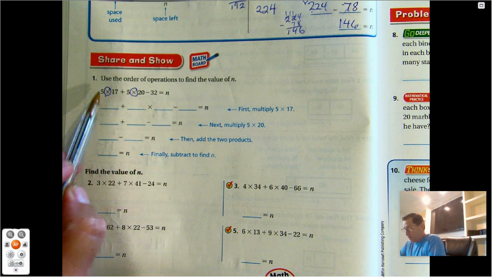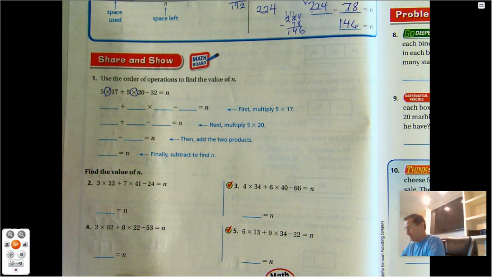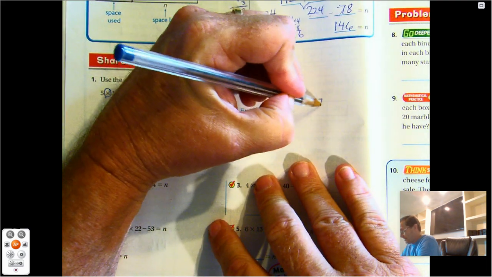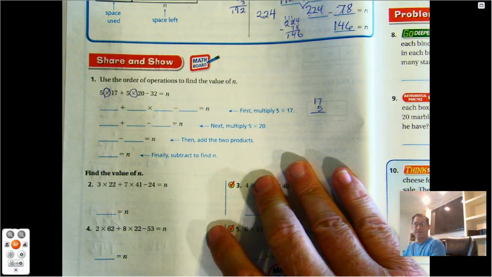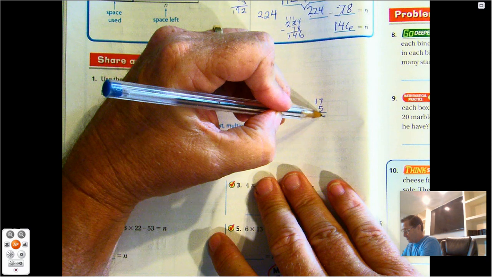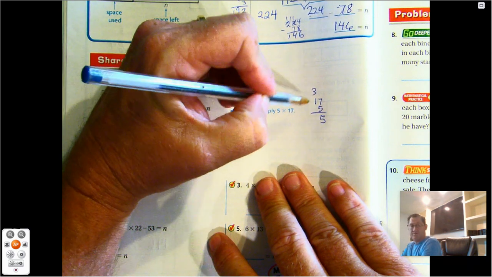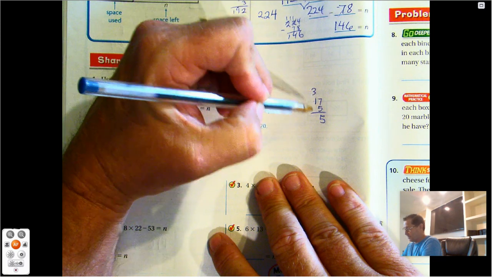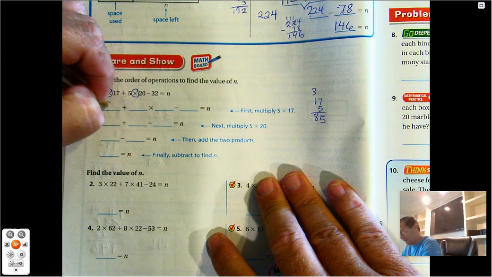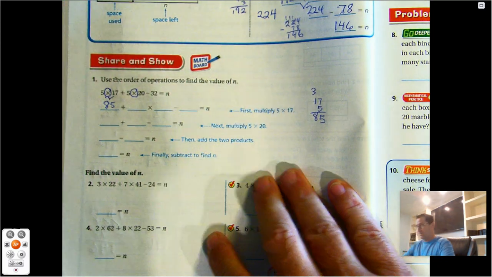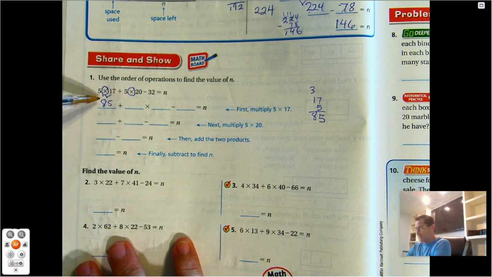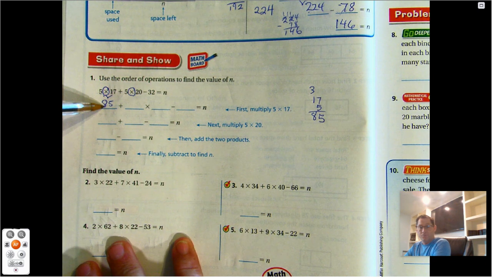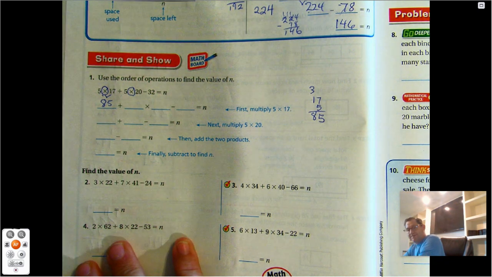So 5 times 17. 17 times 5. 5 times 7 is 35 ones. Regroup as 3 tens and 5 ones. 5 times 1 ten is 5, plus 3 more is 8. So we have 85. So I'm putting this little symbol to show that I combined the 5 and the 17 to get 85. I'm going to rewrite everything to the right of that operation exactly as it was written.